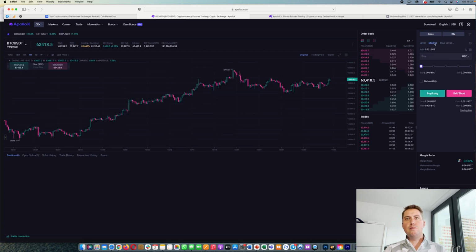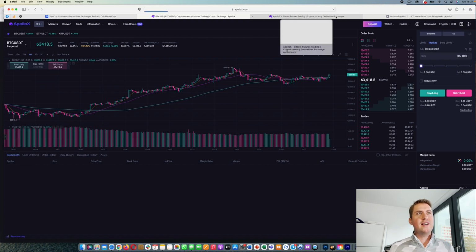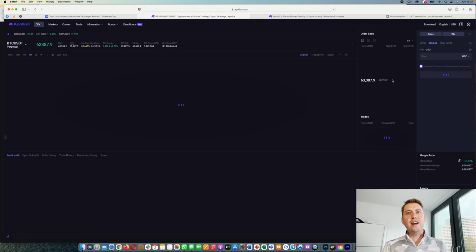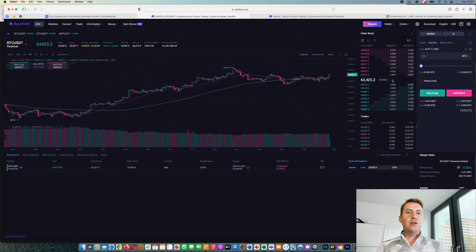So let's just open a market order and say, okay, we want to invest 16% here, and then we do a buy long. And here with that version of Safari, I currently need to reload the page once I did a trade. I tested it on other browsers like Chrome, and there you don't need to do that. So it's just some hiccup with my Safari version here.